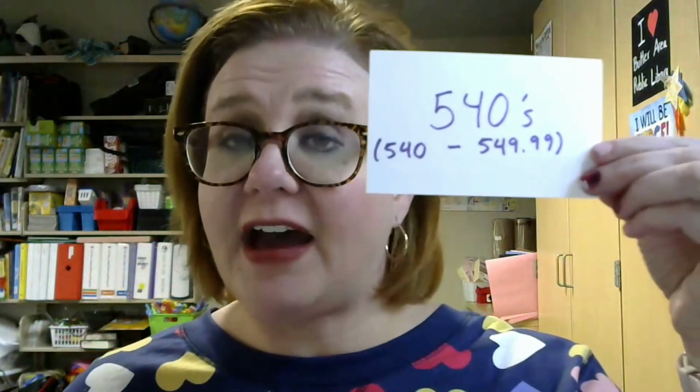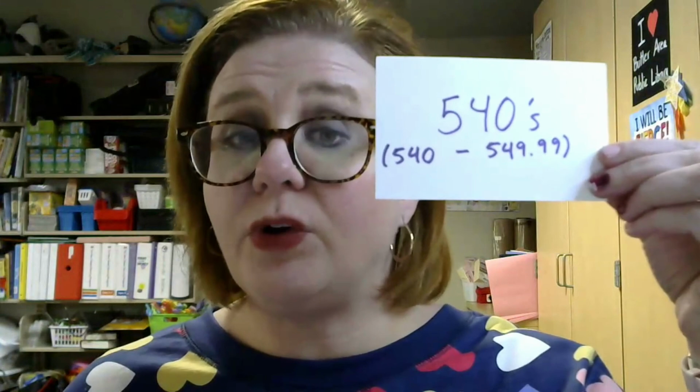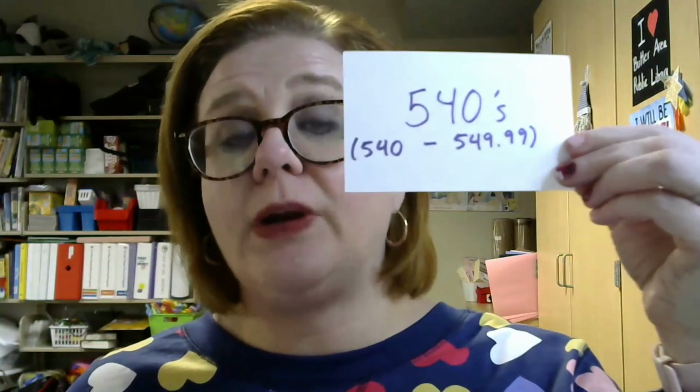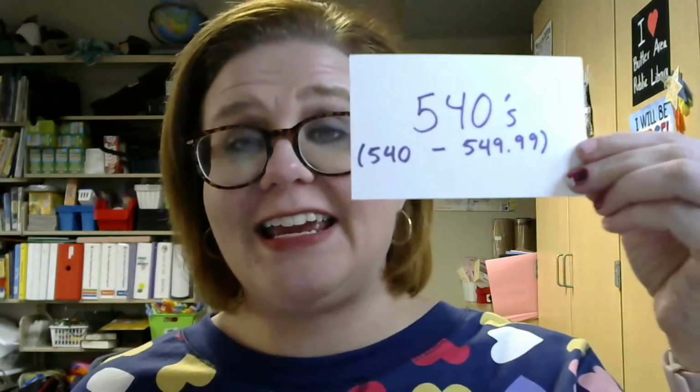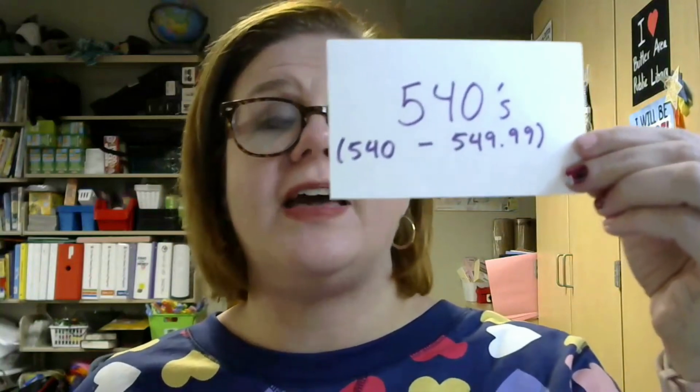Next, we have the 540s. That's 540 to 549.99 into infinity. And this is where we find topics of chemistry. So chemistry is the study of matter and the components that make matter up, including the different forms of matter and how different particles of matter interact with each other. So if you were looking for information about the periodic table of elements or some elements specifically, you would find it in the 540s chemistry section.